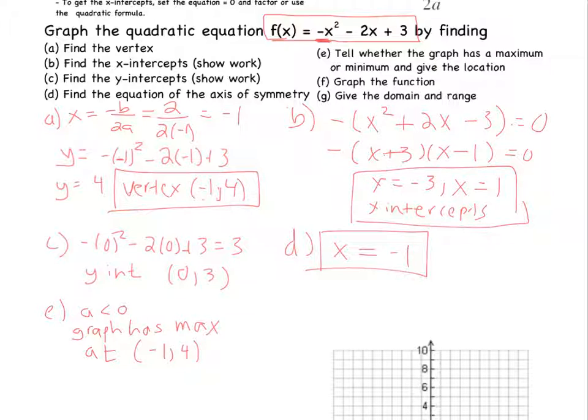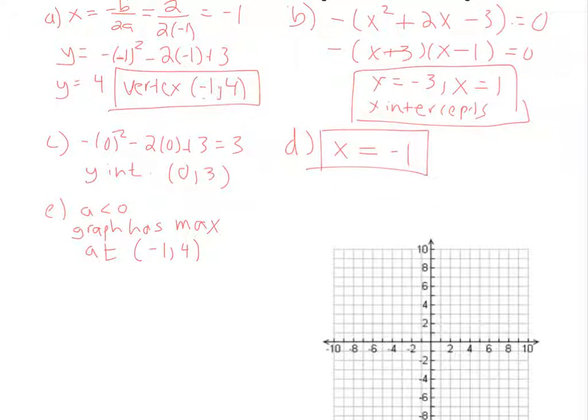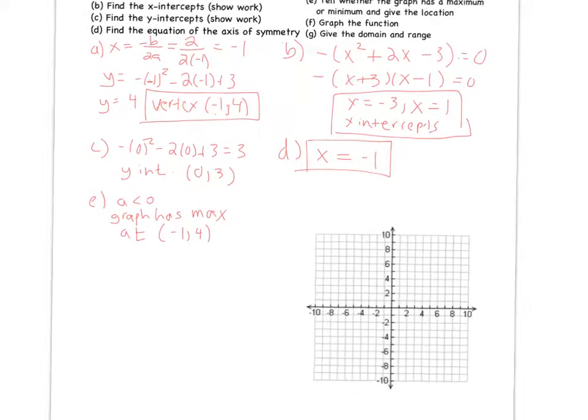All right, then next we need to graph the functions. So let me zoom out so I can see everything in my graph. So let me start with the vertex, negative 1, 4. Then I have x-intercepts at negative 3 and 1. And a y-intercept at 0, 3. And that ought to do it. And then I'll sketch it in. And there's my parabola. That covers part F, technically our graph.